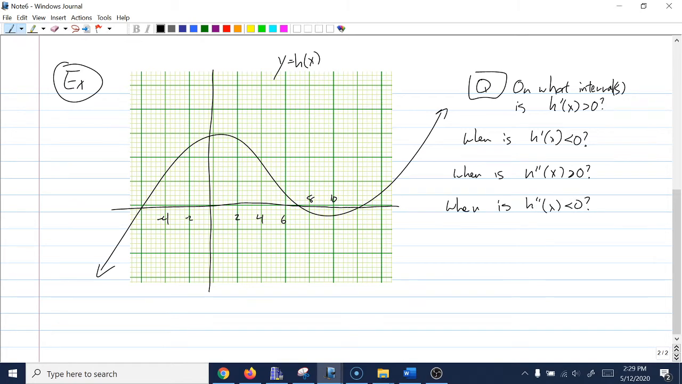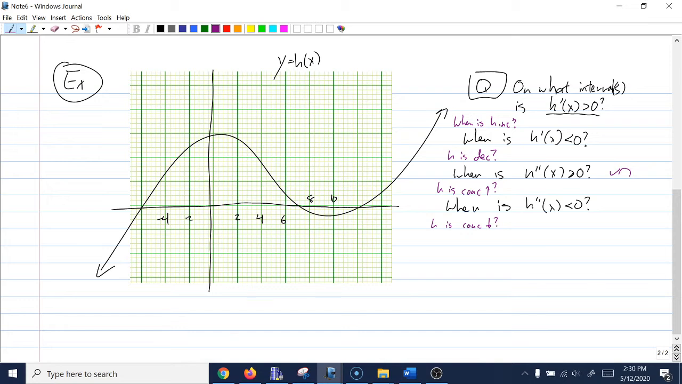What do we know? We know from last time that the derivative is positive when the function is increasing. Let's use purple for answers. The derivative will be negative when h is decreasing. The second derivative will be positive, this is the one about concavity, when h is concave up. And it will be negative when h is concave down.